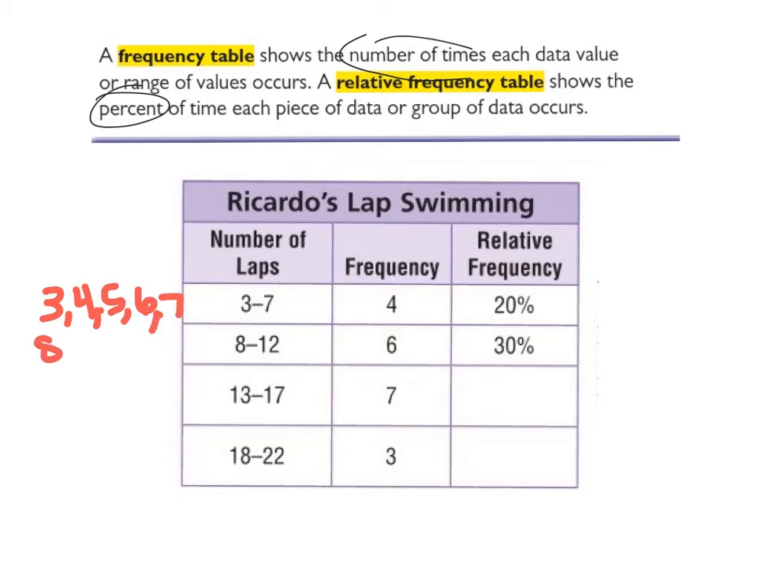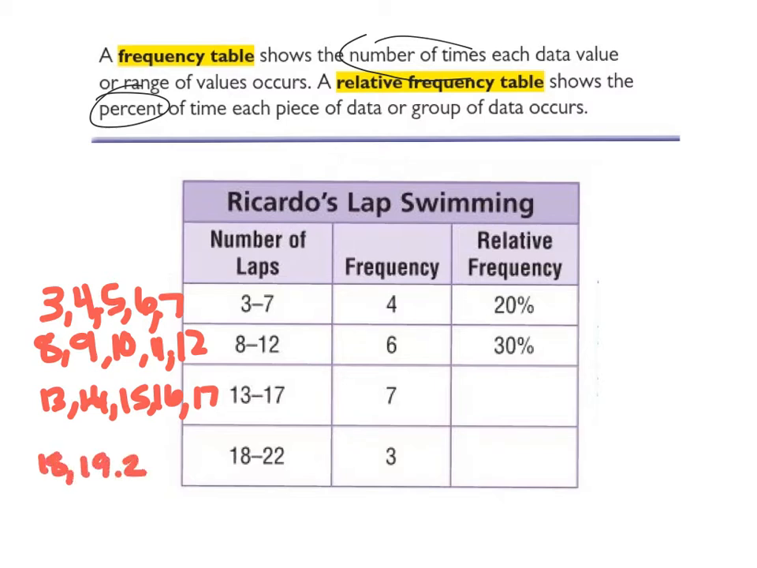8 to 12 would be 8, 9, 10, 11, 12. 13 through 17: 13, 14, 15, 16, or 17. And then 18, 19, 20, 21, and 22. Okay, so all of those numbers, if he got a 3, 4, 5, 6, or a 7, it would go in this part here. These are called ranges or intervals. You'll need to work with those in a minute.